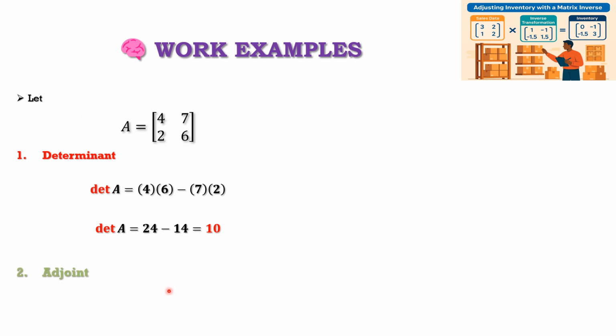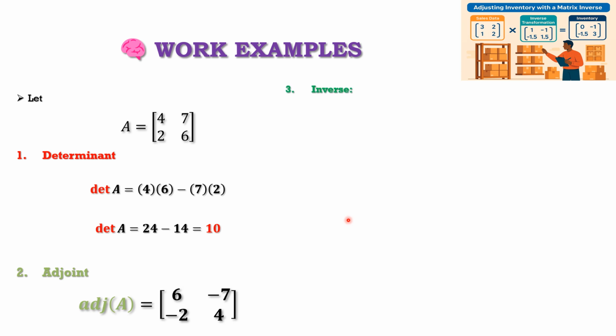Then the next one is to find the adjoint. So we change the position of 6 and 4. So the adjoint will be 6, minus 7, minus 2, 4. So here the 4 will take the position of the 6, and the 6 will take the position of the 4. Then we add negative to the next diagonal.